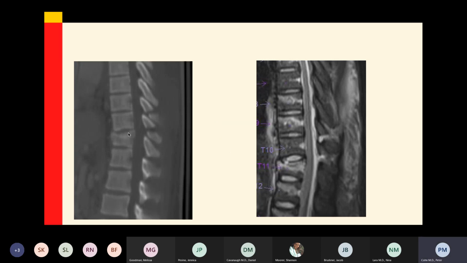This is another example of a fracture that may on first look not look so severe, but if you look closely, you'll see these fractures in the spinous processes indicating failures of both the anterior and the posterior column. And then you can also see on this MRI of this patient the increased signal on the STIR at those fracture sites of the spinous processes extending into the interspinous ligaments.